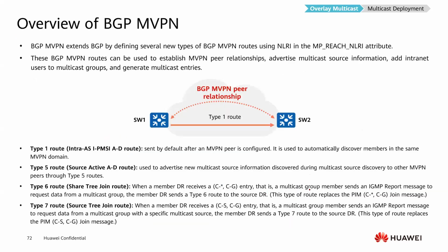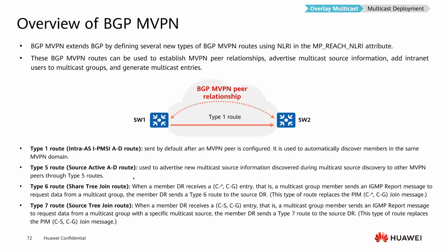Now let's look at the control plane, or which types of routes we will use for NG MVPN. You will find that we will use four types of routes: type 1, type 5, type 6 and type 7. Type 1 is the inter-AS and PMSI AD route. It is assigned by default after the MVPN peer is configured. It is used to automatically discover members in the same MVPN domain.